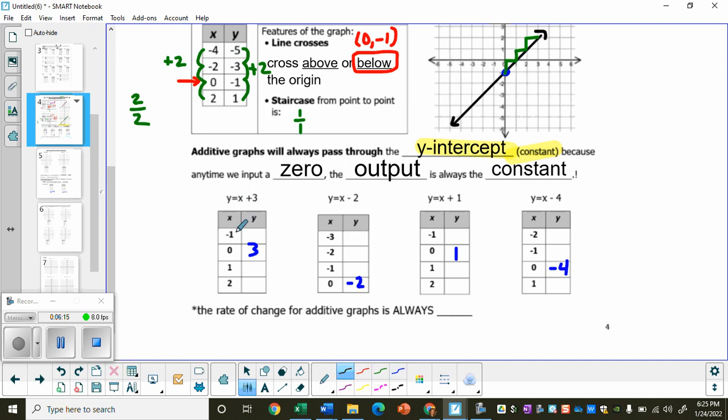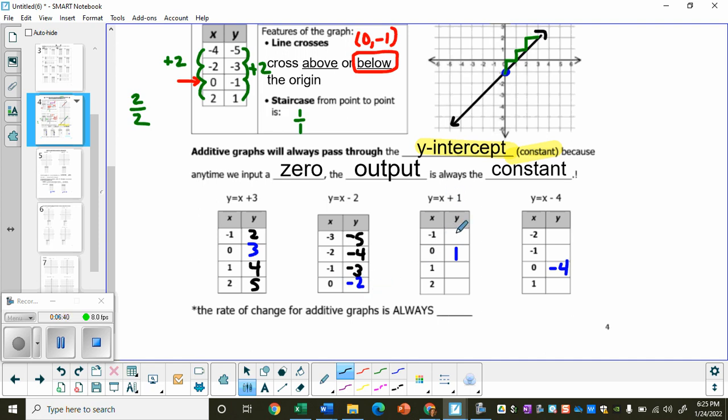Now let's fill in the rest of the table of values here. So if I do plus 3, negative 1 plus 3 is 2. 0 plus 3 is 3. 1 plus 3 is 4. 2 plus 3 is 5. Okay? For these, if we're doing minus 2 this time, anytime you're negative and subtract, you're getting more negative. Negative 2 minus 2 is negative 4. Negative 1 minus 2 would be negative 3. And of course, we have the y-intercept right there.